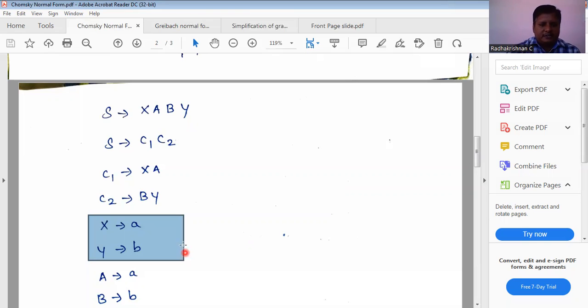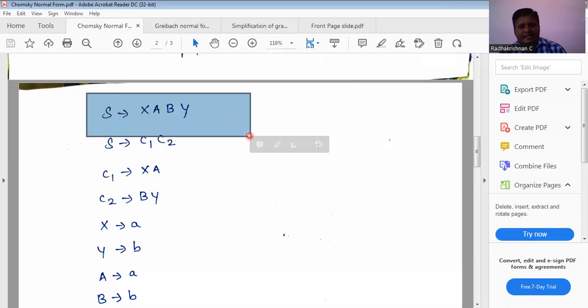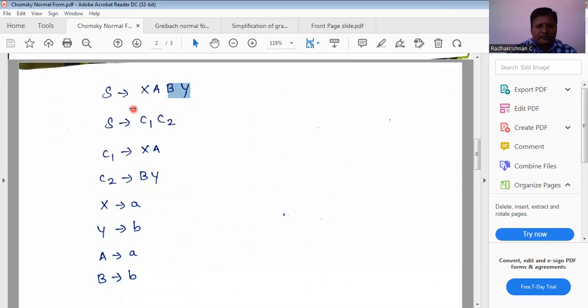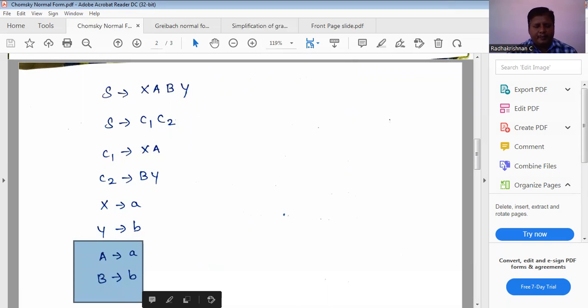So immediately S will be updated as S gives X, capital A, capital B, capital Y. Now you combine them together: first XA is rewritten as C1, and BY is rewritten as C2. Now the simplified grammar is S gives C1 C2, C1 gives XA, C2 gives BY. Next, X gives a, Y gives b, and in the given problem, the given statements A gives small a, B gives small b.